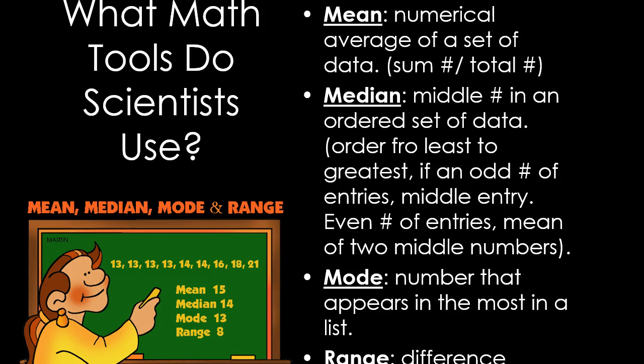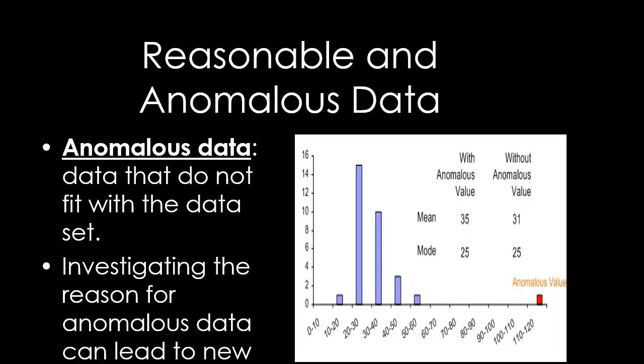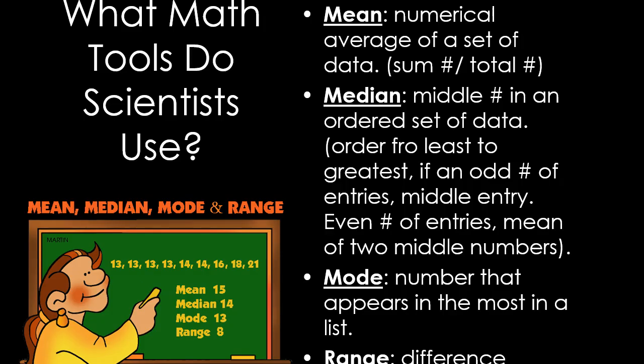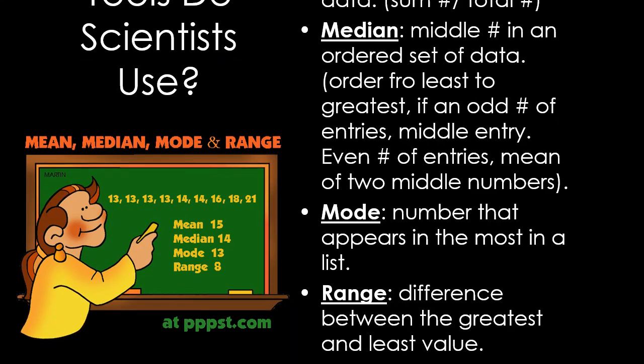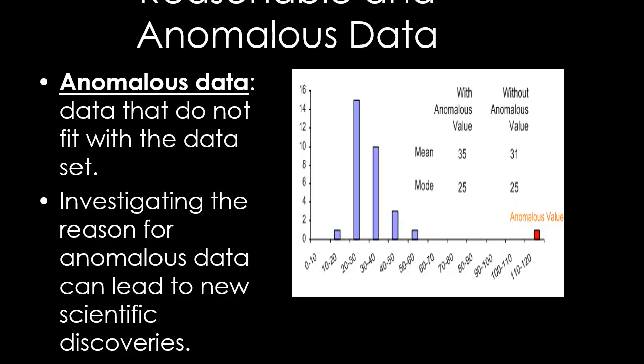The median is the middle number in an ordered set of data, so you have to go from least to greatest. If you have an odd number of numbers, it's the one smack dab in the middle. If you have an even number of numbers, you have to average those two in the middle together to get your median. Mode is the number that appears most often, so there may or may not be a mode, and the range is the difference between the greatest and least value in a set of data.